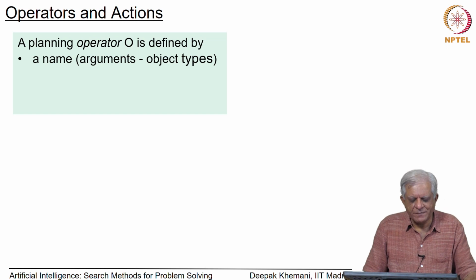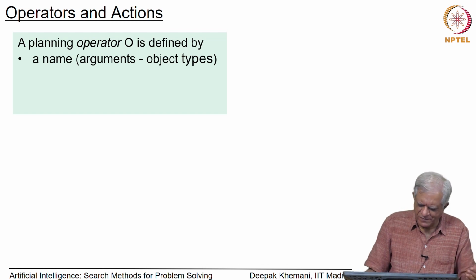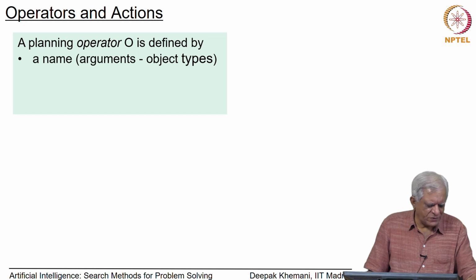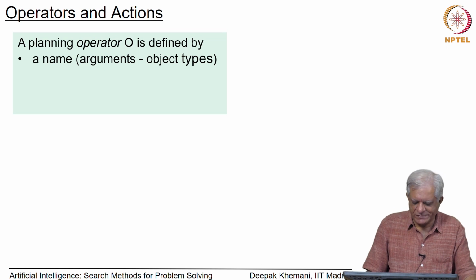When we were talking about the 8 puzzle, we had said operators can be left, right, down or up, but in general we can choose any name. One name that you will choose in the blocks world domain is pickup. So, that is the name of the action or the operator, and it may specify what the arguments are, and it may also specify the types of those arguments. So, for example, you can pick up only a block.